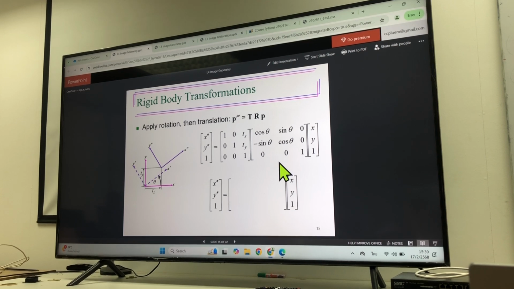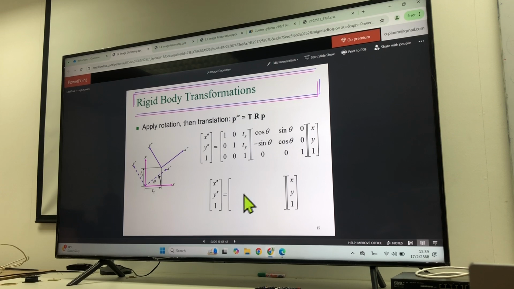Right? 1 times cosine theta plus 0 times negative sine theta plus tx times 0. So what do you get for this one? Cosine theta, negative sine theta, tx; sine theta, cosine theta, ty; 0 0 1. Right. So this is a rotation followed by translation.